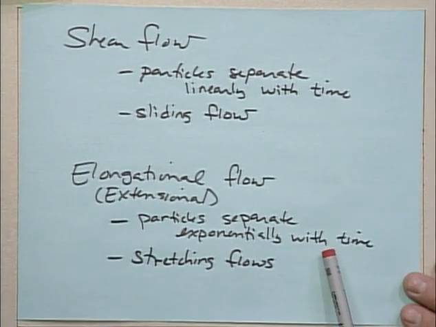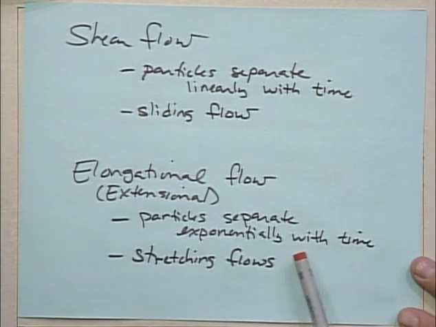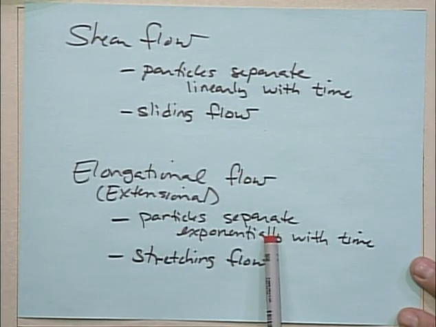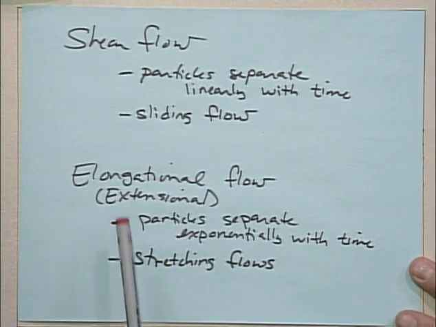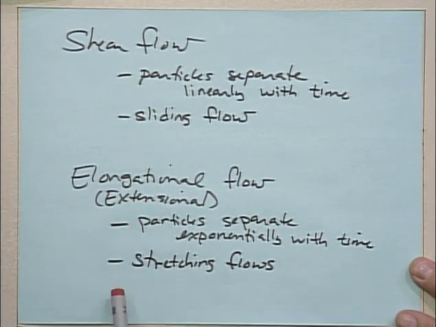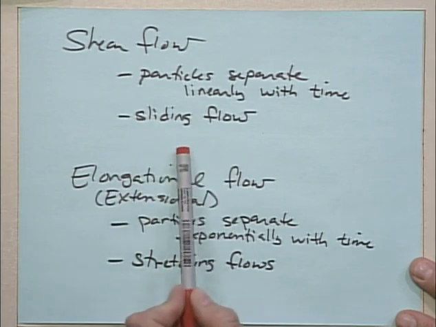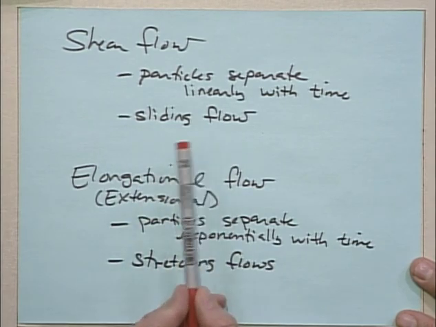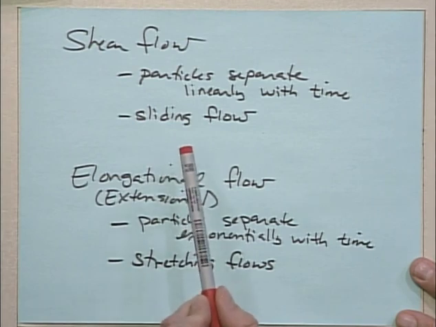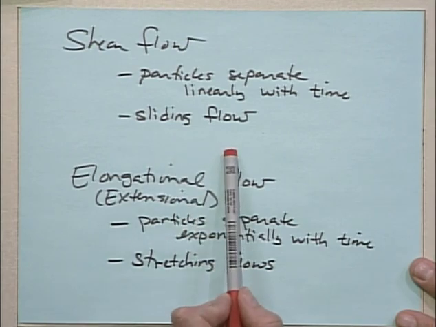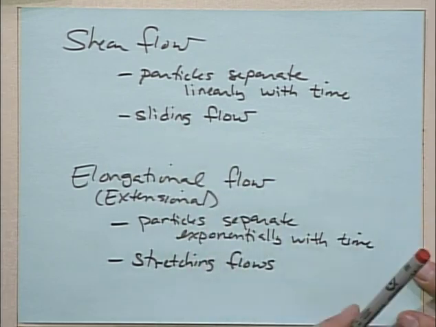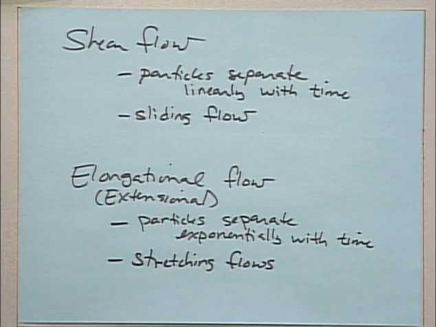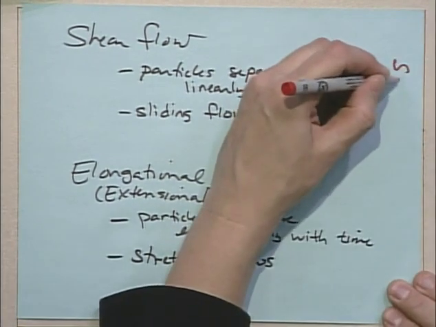So this is my next topic. I'm going to show next time that in elongational flow, the particles separate exponentially with time. And I've already discussed that this is a sliding flow and this is a stretching flow. And there'll be a third topic that we'll talk about next time, which is the nature of the stress tensor. The nature of the stress tensor is very important because we're now in a circumstance where we need to measure the stress tensor. And to measure things, we want things to be as simple as possible. Both of these are simple flows.